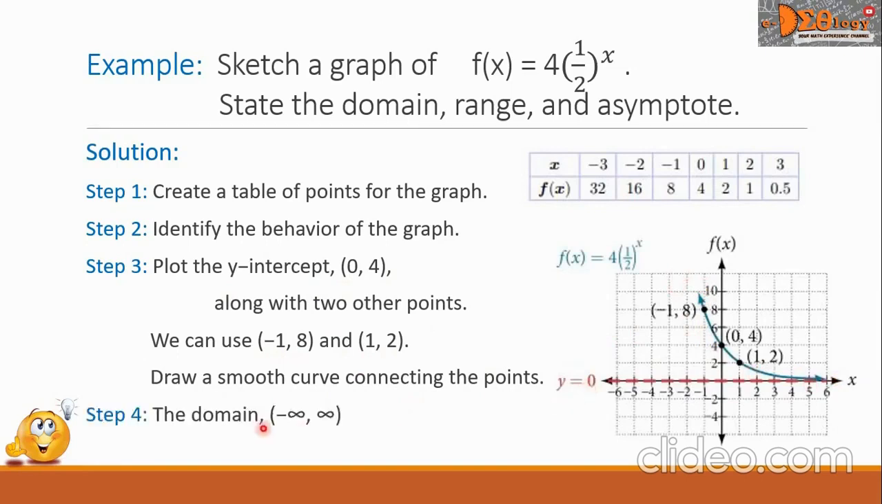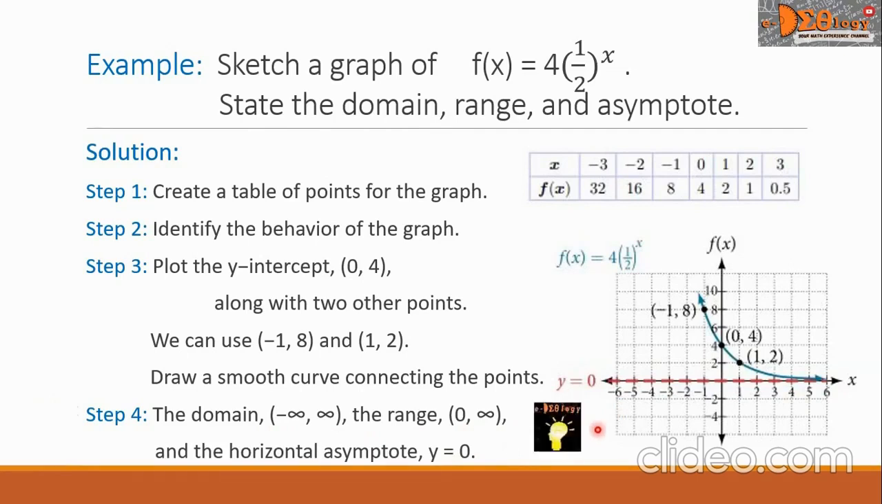Step 4, our domain is from negative infinity to positive infinity. The range from 0 to positive infinity. And the horizontal asymptote y equals 0. This is now the final answer.